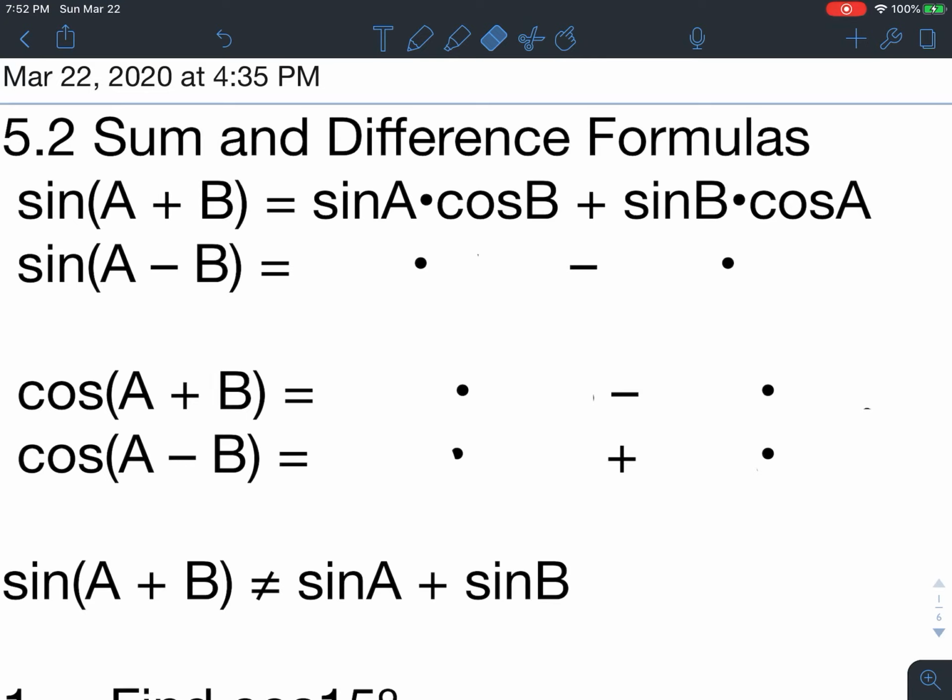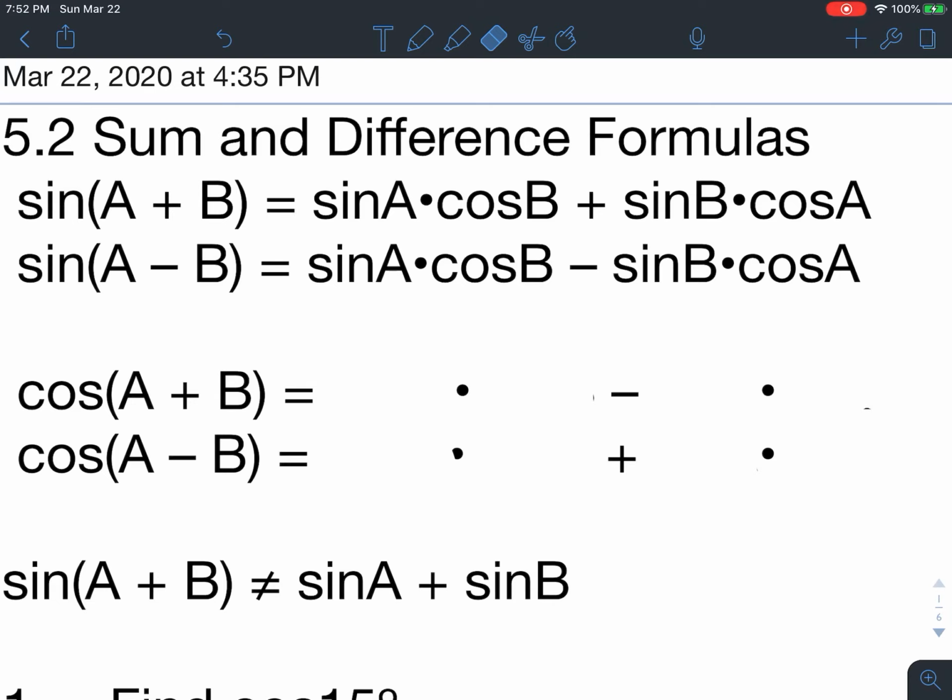The formula for the sine of A minus B is the same as sine of A plus B, except that there's a minus in the middle instead of a plus, and that is the only difference.